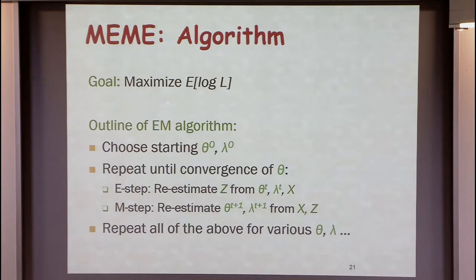Now we are going to calculate the expectation of the log likelihood. I'm going to start with some guess of theta and lambda, then repeat until convergence of theta, where we re-estimate z from the current parameters, those of iteration t. Then we're going to maximize and estimate the parameters for the next round from x and z. And then we repeat those steps for various guesses of theta and lambda.